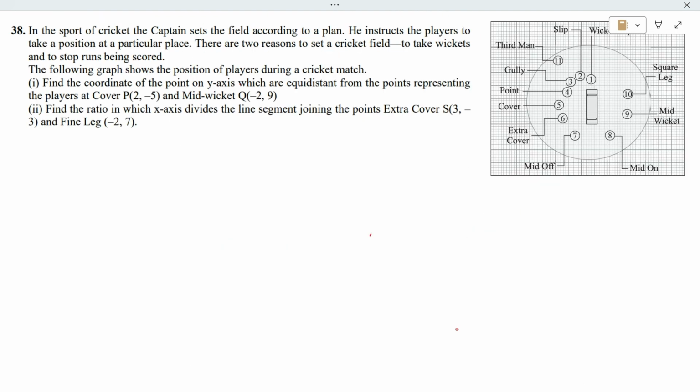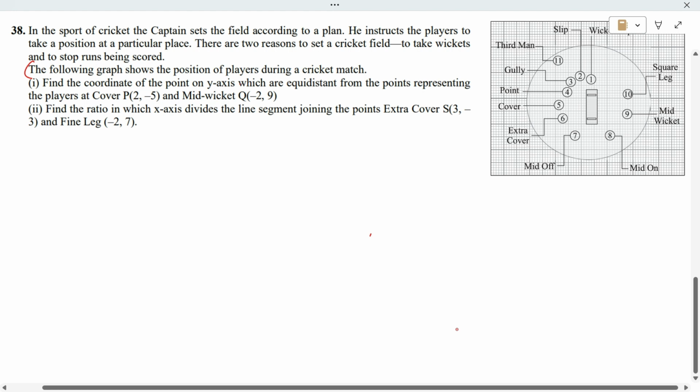Let's move on to question number 38. In the sport of cricket, the captain sets the field according to a plan. He instructs the player to take a position at a particular place. There are two reasons to set a cricket field: to take wickets and to stop runs being scored. So, up to now, there is no relevant information with respect to the sums we are going to do. Okay, the following graph shows the position of the player during the cricket match. Yeah, from here it is important.